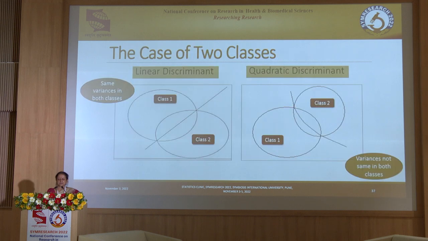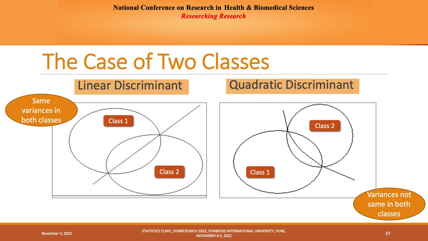I'll just skip the details. So when you assume an underlying normal distribution for the behavior of the feature vectors, two features actually, when the two classes are such that the normal distribution in the two classes has the same variance, then the optimal classifier is a straight line. But on the other hand, when the variances are not the same, as you can see in the figure on the right, then the classifier is actually quadratic in nature. And there's a rigorous mathematical statistical theory for all this.